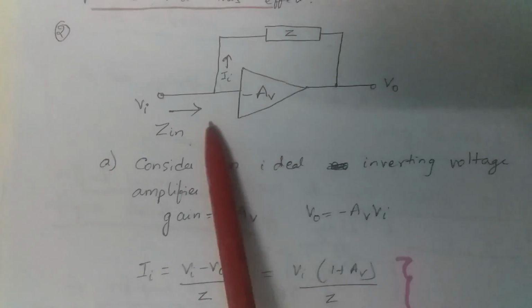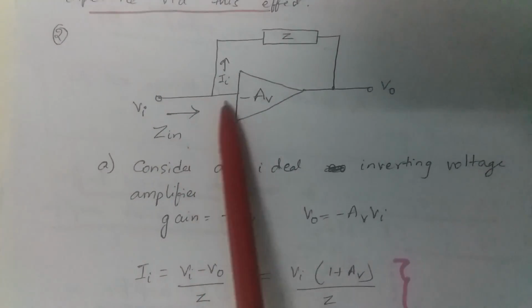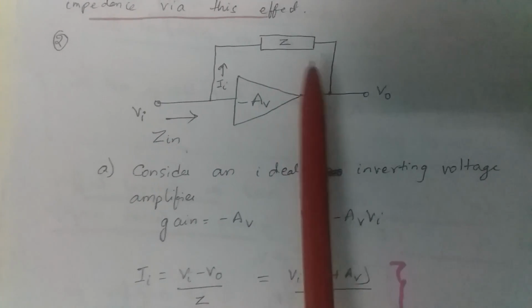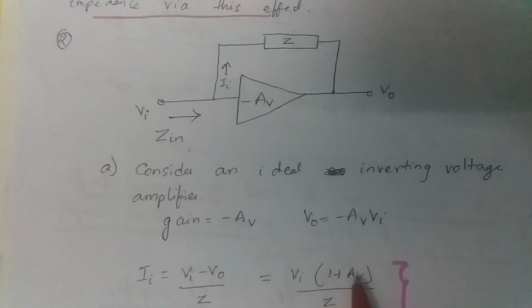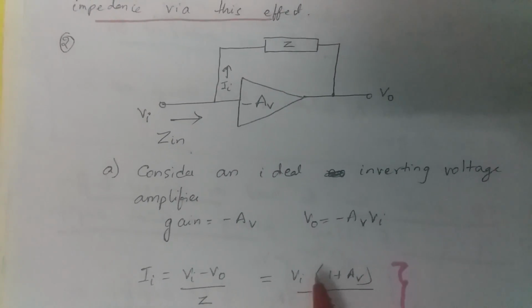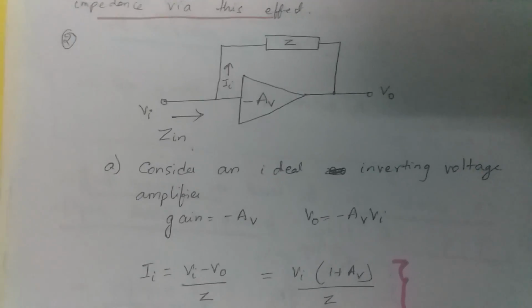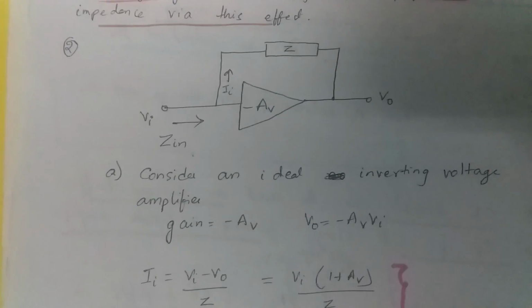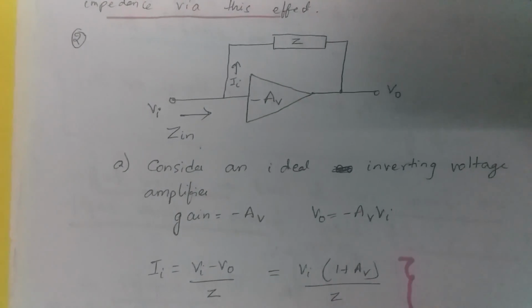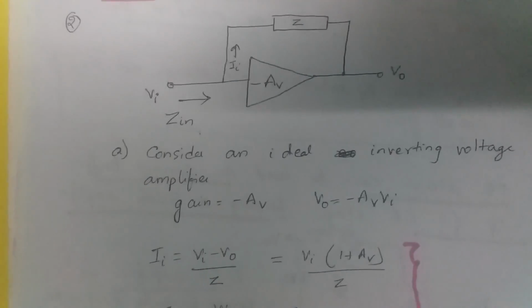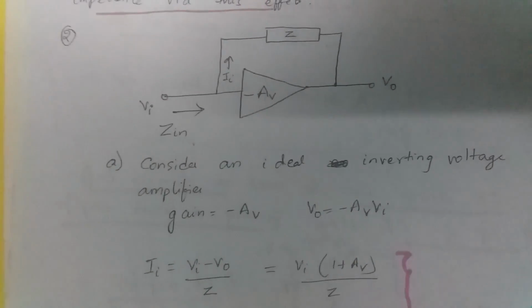What is V out? Minus AV into VI. Now, what is II? II is (VI minus V0) by Z. So, substitute V0, and we get VI into (1 plus AV) by Z. So, Zin is equal to VI by II, which is equal to Z by (1 plus AV). So, the input impedance is modified.